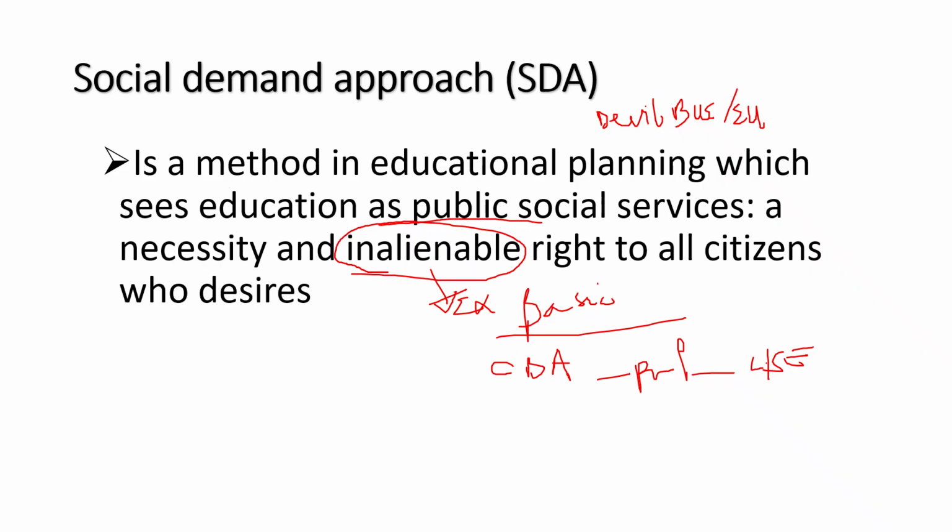And in the sustainable development goals, goal number 4 stipulates that all countries must strive to provide quality education for all. We are no longer advocating education for all, but quality education for all. So in the social demand approach, education is regarded as a human right, at least to the basic level, that all students of school-going age should be given this opportunity of education. All citizens are to have this kind of education.